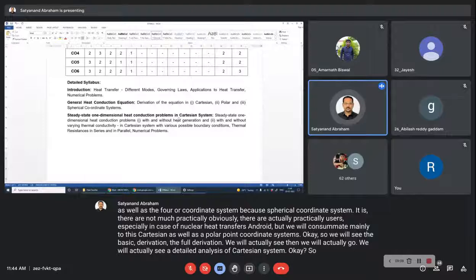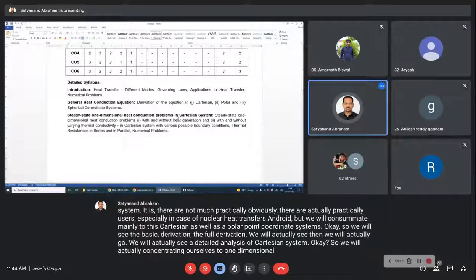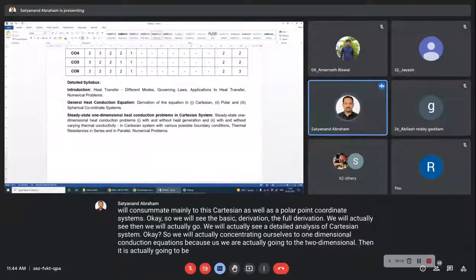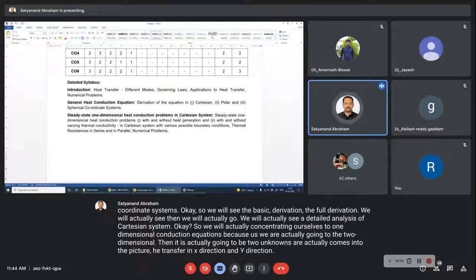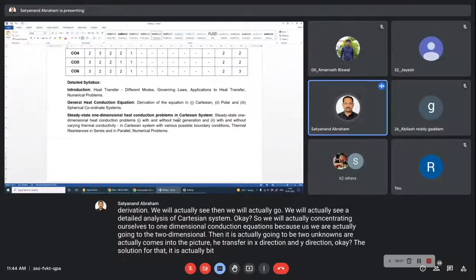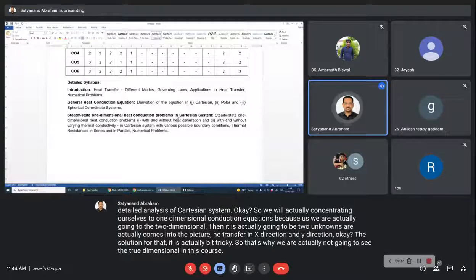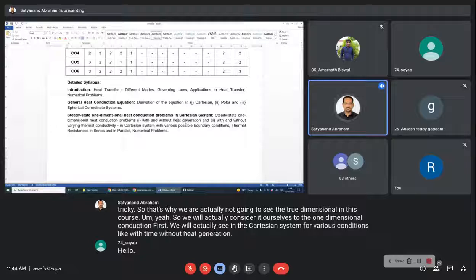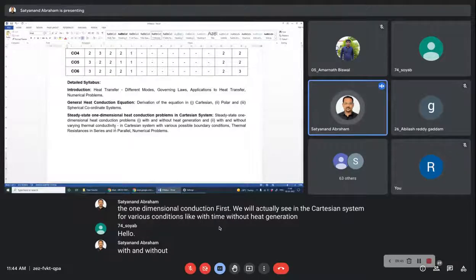We will concentrate on one-dimensional conduction equations, because as we go to two dimensions, two unknowns come into the picture, heat transfer in the x direction and the y direction. The solution for that is a bit tricky, so we are not going to see two-dimensional conduction in this course. First, we will see the Cartesian system for various conditions, like with and without heat generation, with and without varying thermal conductivity.